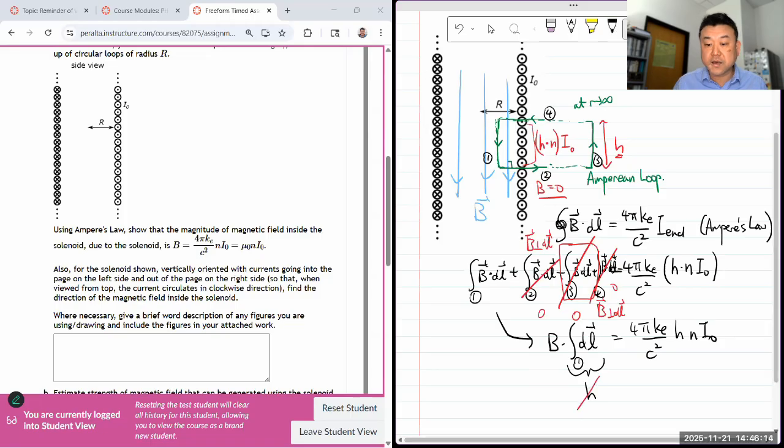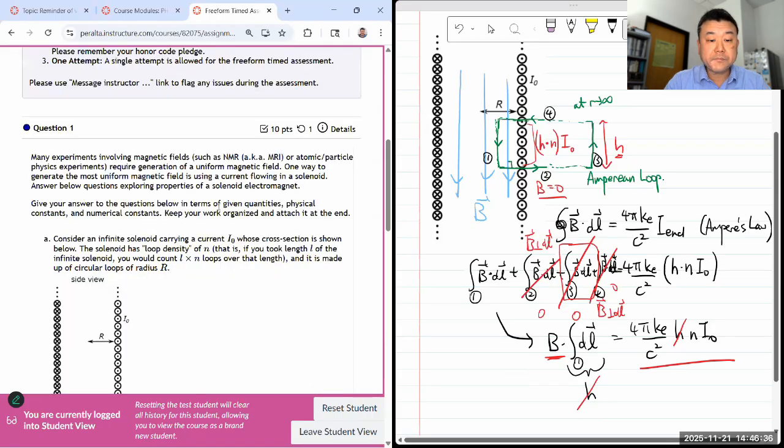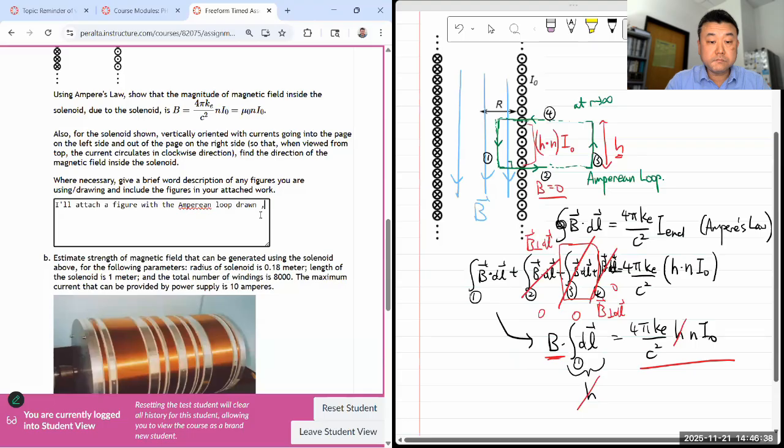Now you can cancel out the h from both sides. Then you get the magnetic field equal to the formula you're trying to get to. I'll attach a figure with the Amperian loop drawn, alongside the directions of the magnetic field. You don't need to put enough in the answer to anchor the details in here.